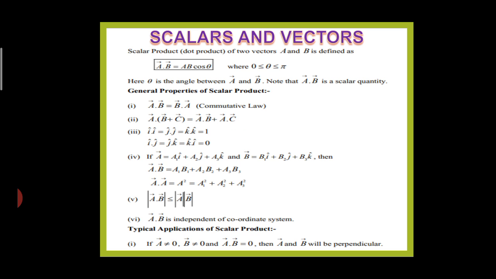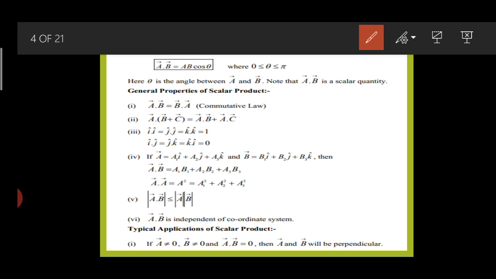Here are the different general properties of the scalar product. First, A dot B equal to B dot A. This is the commutative law. Second, A dot (B plus C) equal to A dot B plus A dot C.